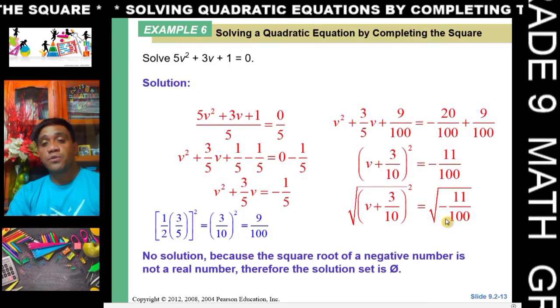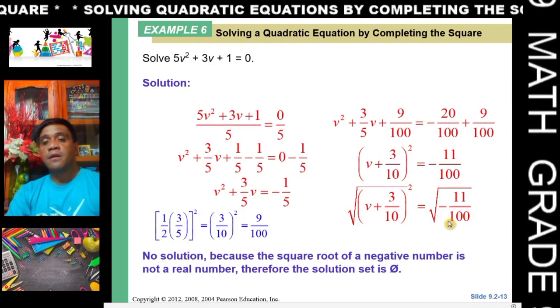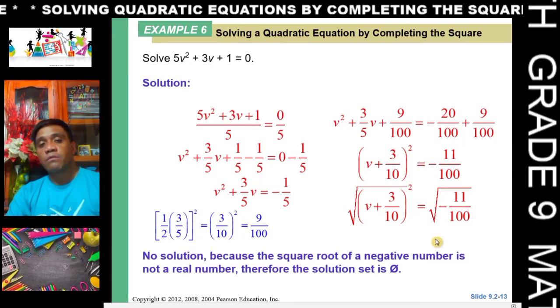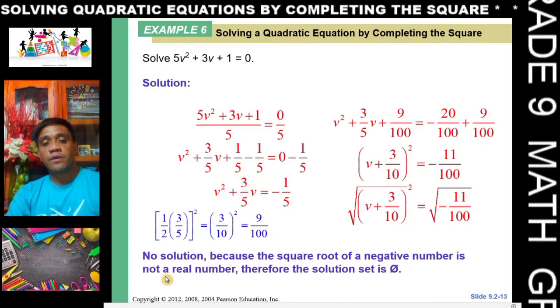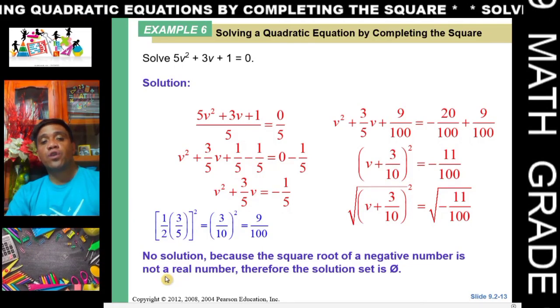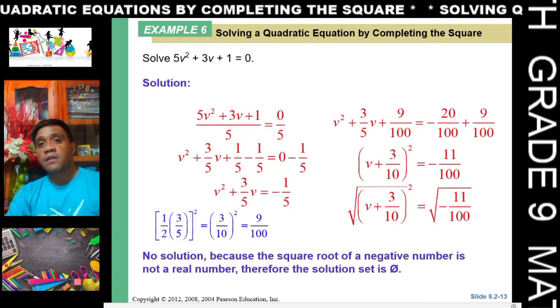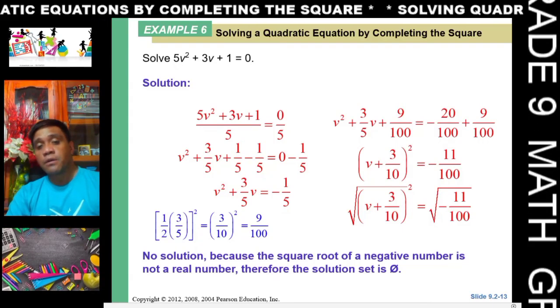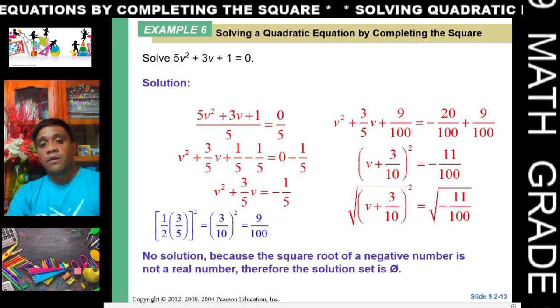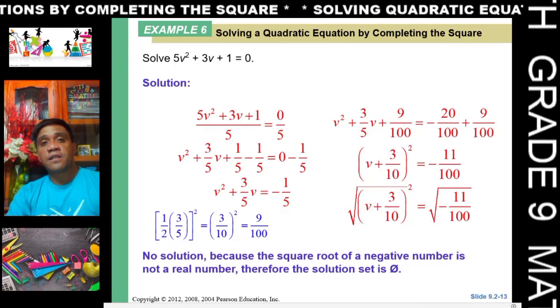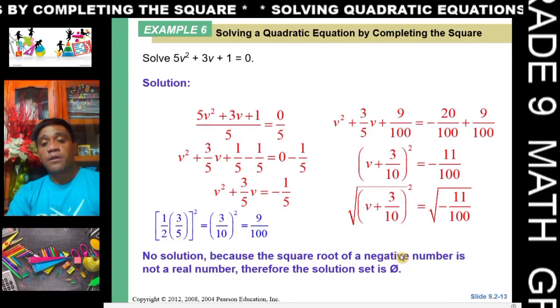Take note that if we're looking for the real number value of the variable, we have no set of solutions since the negative is inside of the square root. So therefore we could now claim that there is no solution, because the square root of a negative number is not a real number, as I said a while ago. Therefore the solution set is empty or the null set.